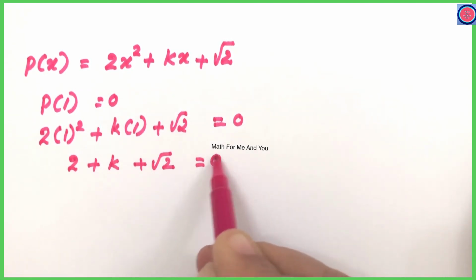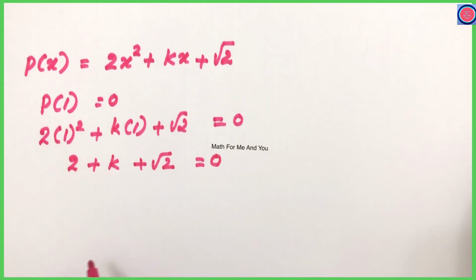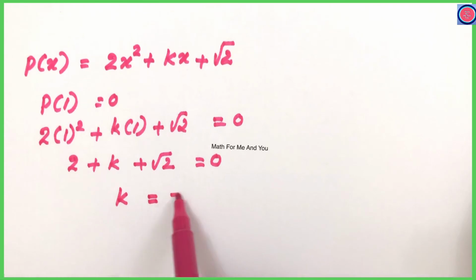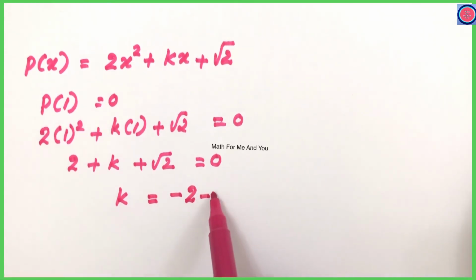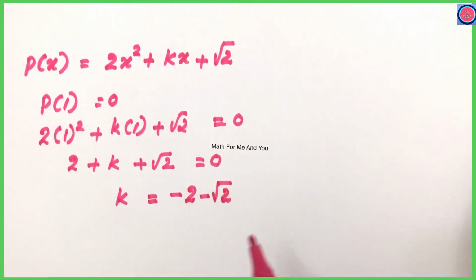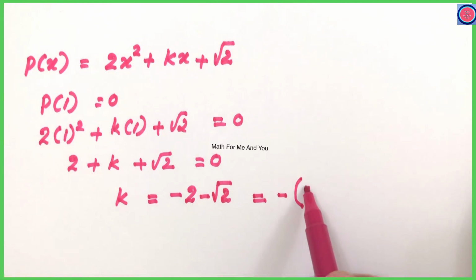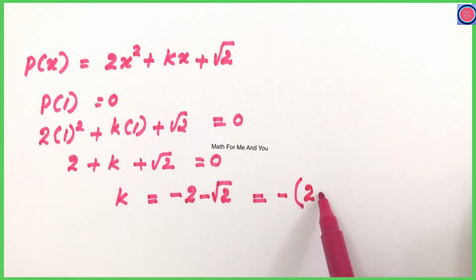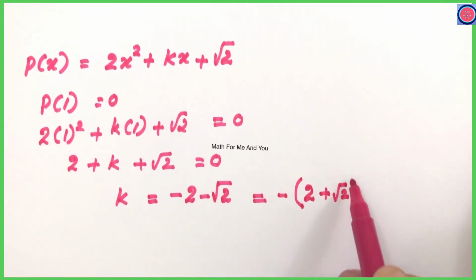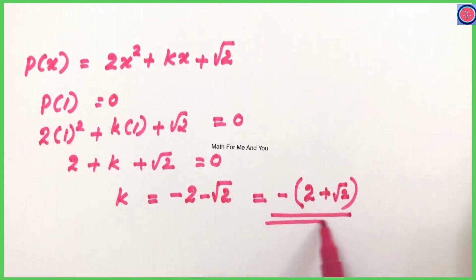We want to get the value of k. So we can keep k on the left side and move the other numbers to the right side. That becomes minus 2 minus root 2. We can take minus as a common factor: minus, then bracket 2 plus root 2. This is the value of k. K is equal to minus times 2 plus root 2.